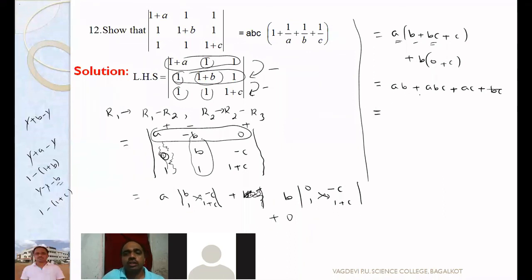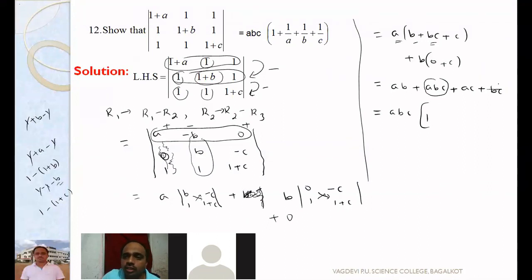Now, what is common? AB, ABC, AC, BC. Actually, nothing is common. AB and ABC, AB is common. ABC and AC, AC is common. So there is no common factor in all the terms. But still, if you take ABC common, what do I get? If I take ABC outside from this term, I get 1, because ABC into 1 is ABC.